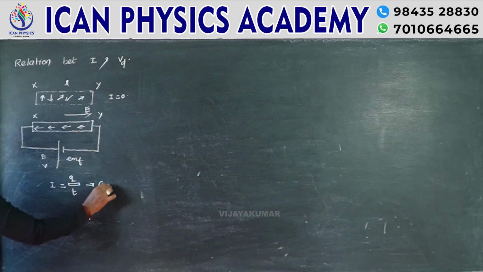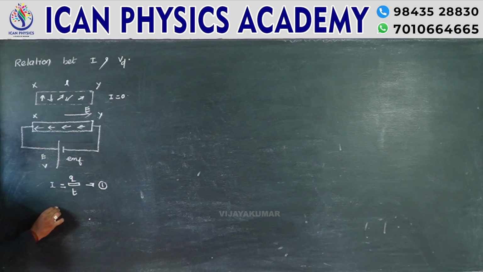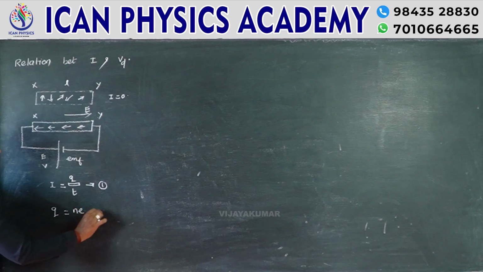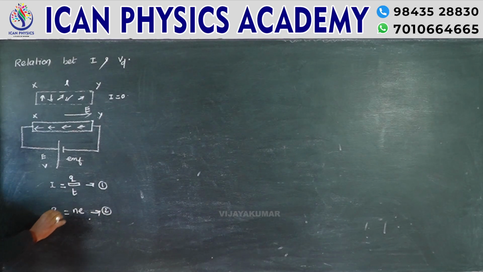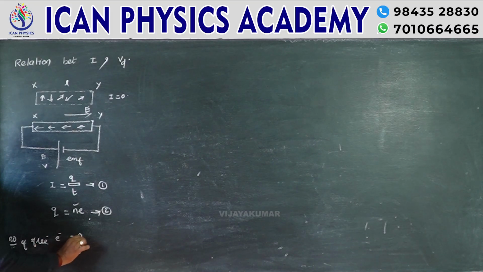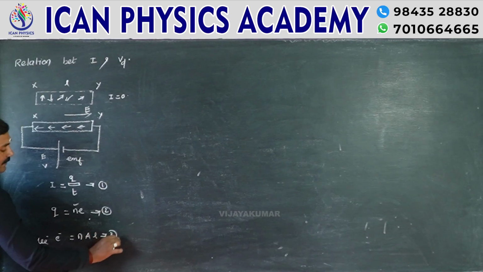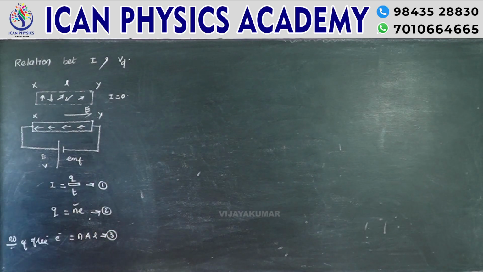Now it can be taken as equation number 1. So what is Q? In the first lesson itself we learned the quantization of charges. So Q equal to NE. This is equation number 2. What is N? N is the number of free electrons. So how many free electrons? N number of electrons in A area of length L. Now it's taken as equation number 3.